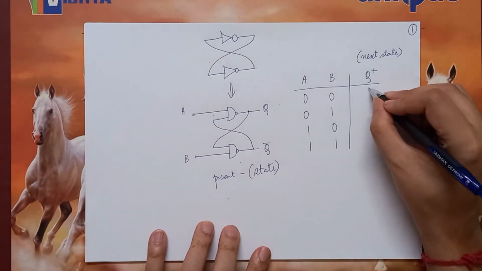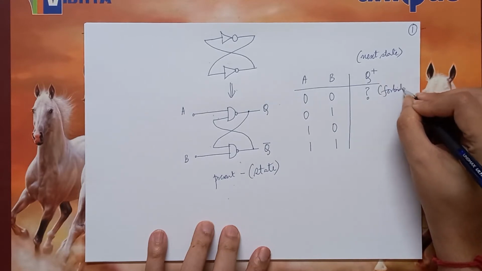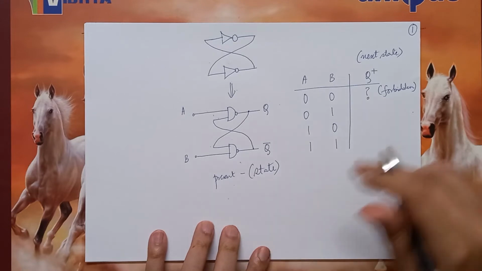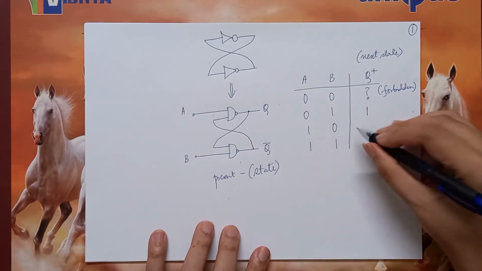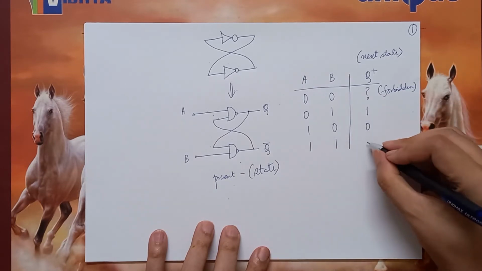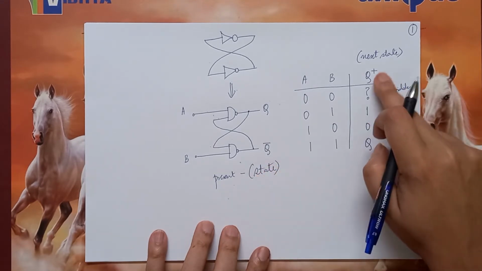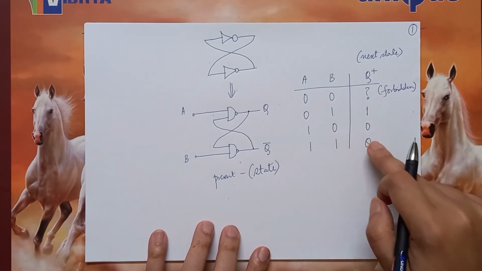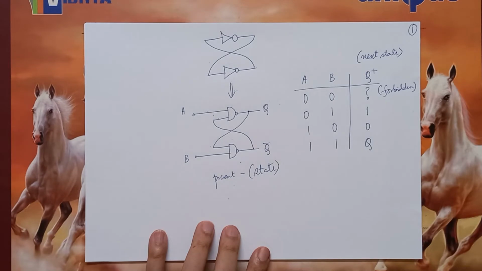We had seen that 0 and 0 is essentially a forbidden case. Forbidden, why? Because we saw that that is the only unique case when Q and Q bar both become equal to 1. Here for 0 and 1, Q plus becomes 1, for 1 and 0, Q plus becomes 0. And for 1 and 1, Q plus is the same as Q. So if the present state is 1, the next state will also be 1 if A and B are 1, 1. Whereas if A and B are 1, 1 and the present state of Q is 0, the next state of Q will also be 0. This is what it means.